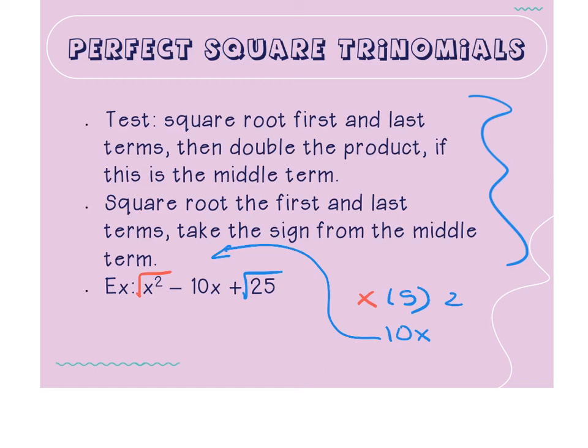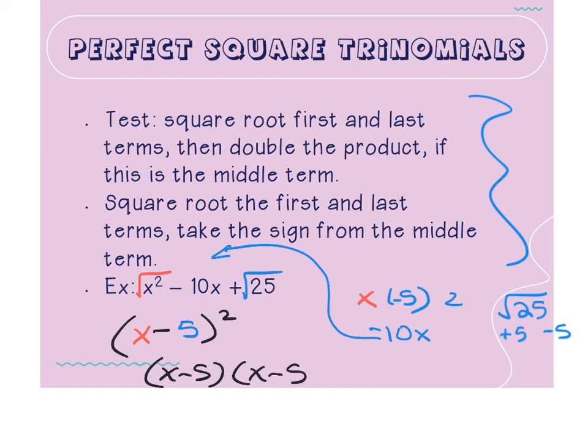Now, what we're going to be learning in Algebra 2 Honors is when I square root a number, it actually gives me two results. It actually gives me +5 and -5. So in this case, I'm going to be using the -5, so I get the -10 middle term. So since my test worked out, I square root the x squared, I square root the 25, and then I put the sign in the middle. And it's a binomial squared. Or you might see the answer written like this.